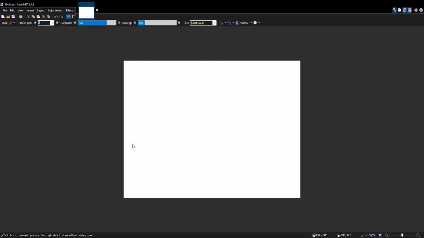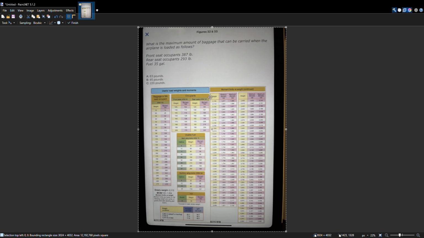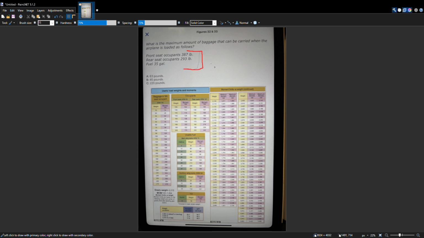So the first problem type was this: what is the maximum amount of baggage that can be carried when the airplane is loaded as follows. Number one, gather the weights. Make that little chart that I showed you for your weight and balance when you do the plane, because essentially the whole point of the written test is to see if you can do all of the pre-flighting and flying just by testing you on the ground, so they know you're all good in the plane for when these situations happen.